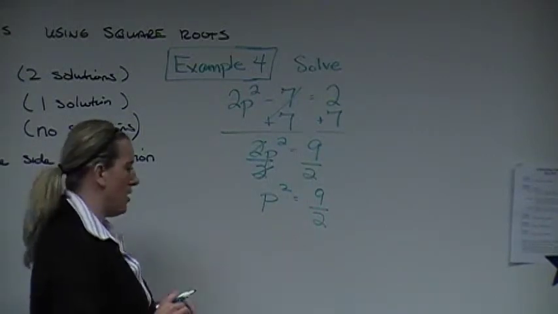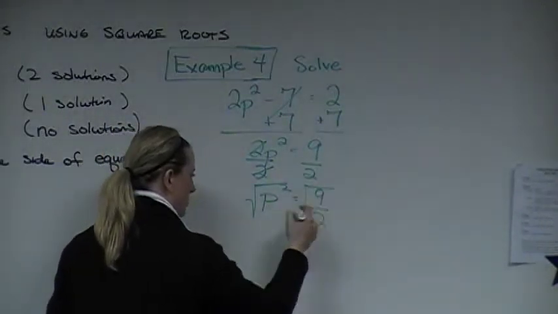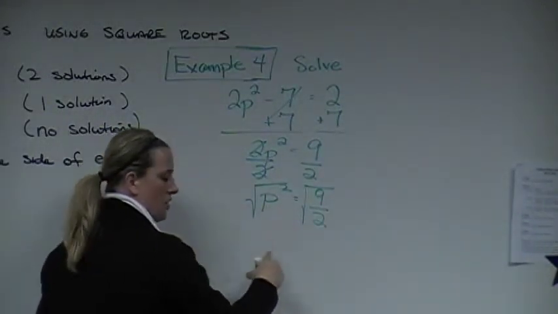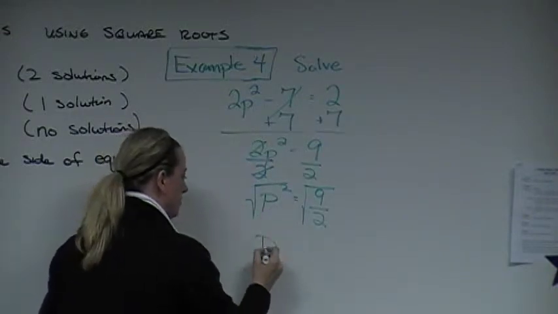Okay? All right, so right now I want you to do me a favor. Take the square root of both sides. Because how do we get rid of the square? We take the square root. So what do we get over here? What's the square root of p squared? P. Yep. Equals.